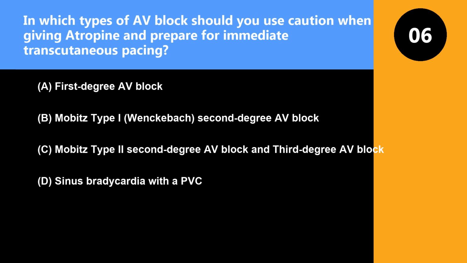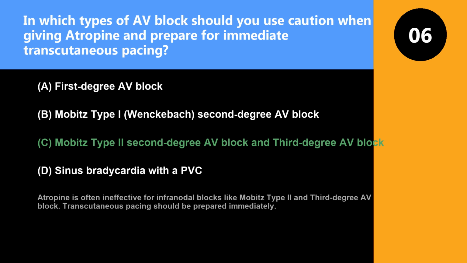Question 6. In which types of AV block should you use caution when giving atropine and prepare for immediate transcutaneous pacing? Option A, first-degree AV block. Option B, Mobitz type I, Wenckebach, second-degree AV block. Option C, Mobitz type 2, second-degree AV block and third-degree AV block. Option D, sinus bradycardia with a PVC. The correct answer is option C. Atropine is often ineffective for infranodal blocks like Mobitz type 2 and third-degree AV block. Transcutaneous pacing should be prepared immediately.